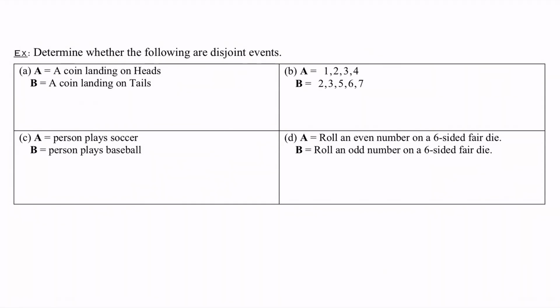Let's consider this example where in part A here we have a coin landing on heads for event A, and event B would be a coin landing on tails. So this would be two disjoint events because you couldn't have any events that occur in both sets. For instance, you couldn't have a coin that lands on both heads and tails at the same time. So these would be disjoint.